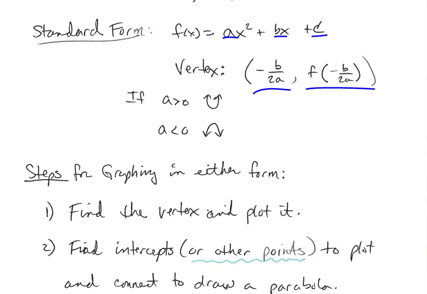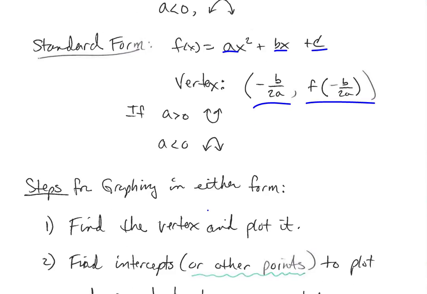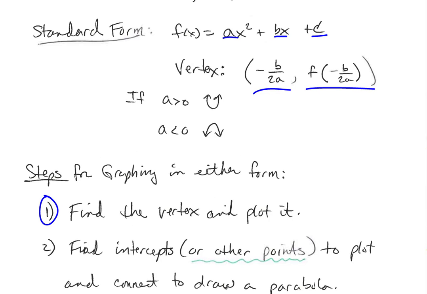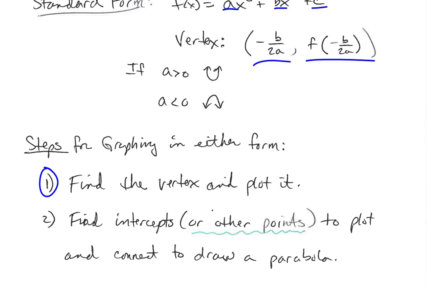Now, let's talk about some steps for graphing in either form. They're slightly different, but there's a lot of similarity. What we're going to do first is find the vertex and plot it. Obviously, if you're in vertex form, that's pretty quick. In standard form, maybe a little work involved, but we still want to know what the vertex is. Secondly, we can find the intercepts or other points to plot and connect to draw a parabola.